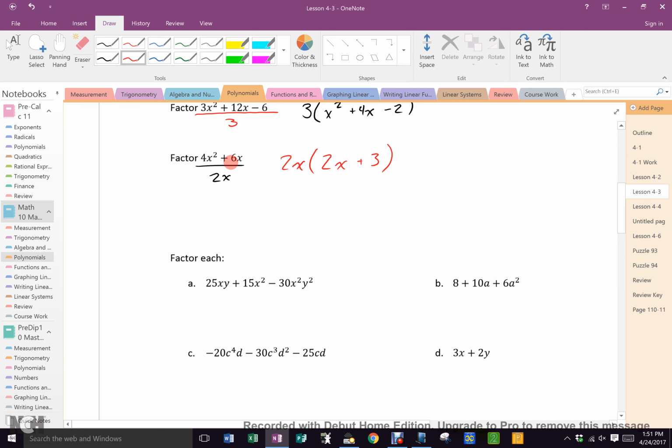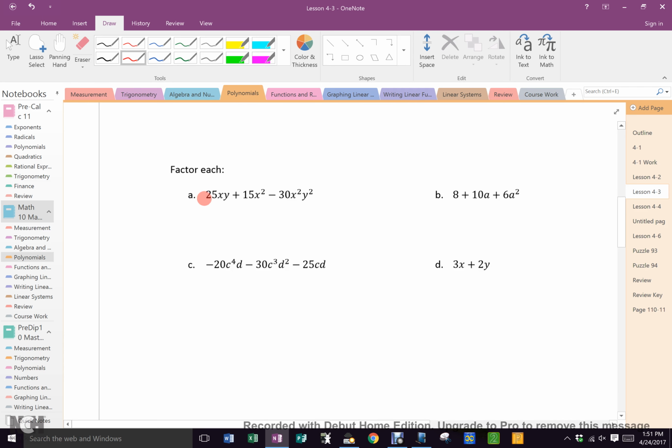Everybody good? All right. We're going to do these 4 together, and then you guys are going to do page 108 on your own. But first we're going to do these. Decide on the GCF, because it looks different now, right? So let's decide on the GCF. What's the biggest number that works? 5, right? Everybody agrees with 5, yeah? So everybody's going to get 5.